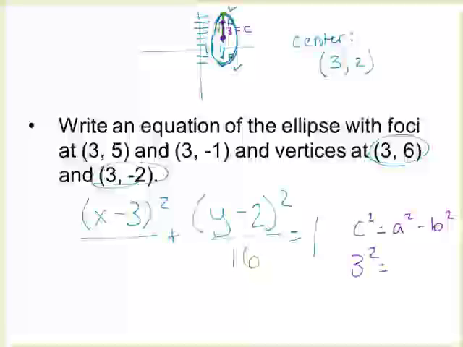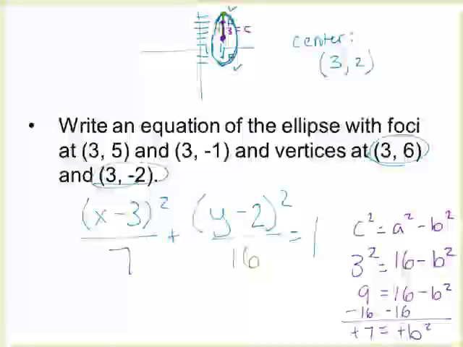So that is our C value. In the equation, I'm going to put a 3 in for C. A squared is what we already know in the equation, and B squared is what we need to know in the equation. So C is always center to focus. A squared is what we know, and B squared is what we need to know. So 9 equals 16 minus B squared. Subtract 16 gives negative 7 is negative b squared. So 7 is b squared, and that's what goes into the equation.